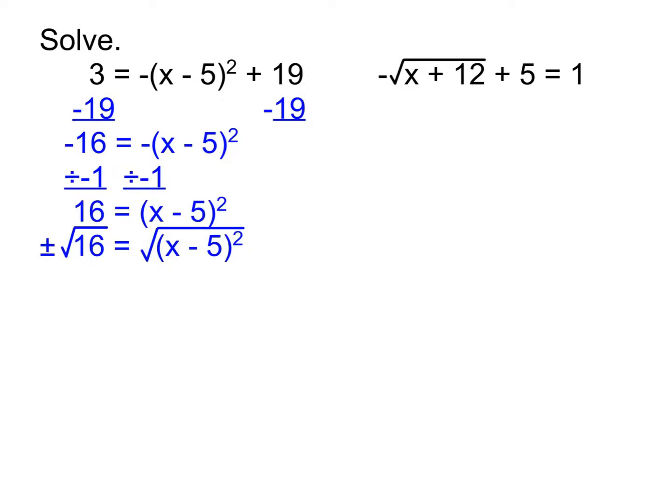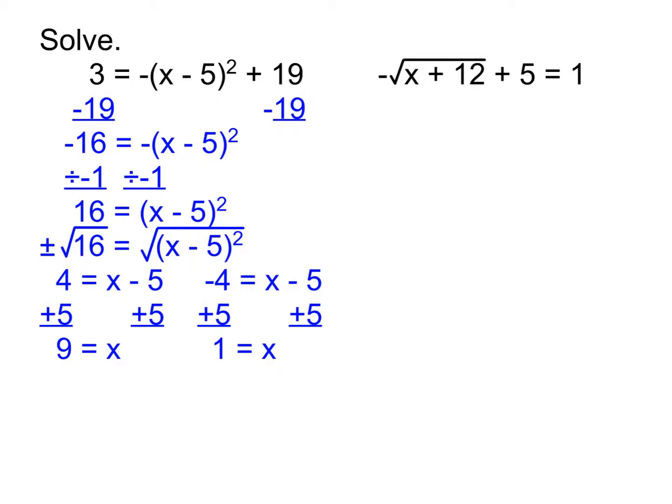Now when you square root both sides, this is the tricky part. Remember that plus or minus. Because when we take the square root of 16, it gives us both 4 and -4. 4 squared equals 16, but -4 squared also equals 16. That's why we've got to account for both of those. And so then, solve both of those two equations to finish it out. And so in this case, we end up adding 5 to both sides. You should be finding that x equals 9 and 1.